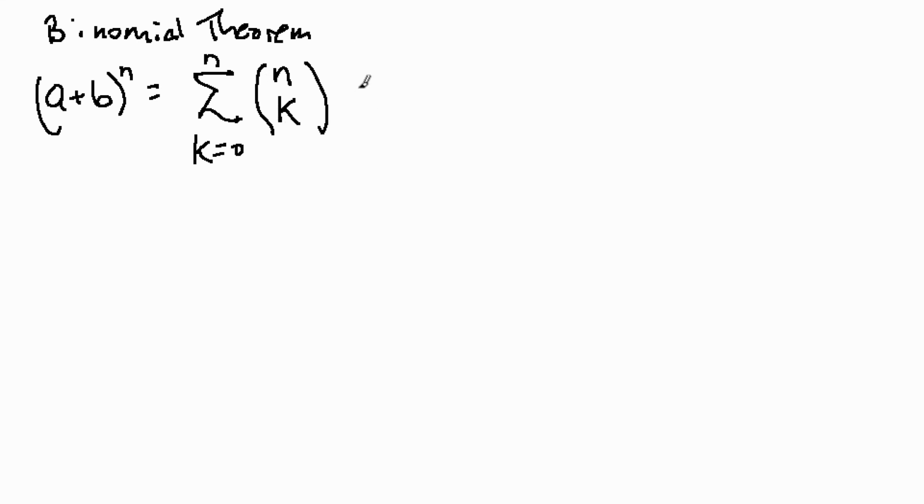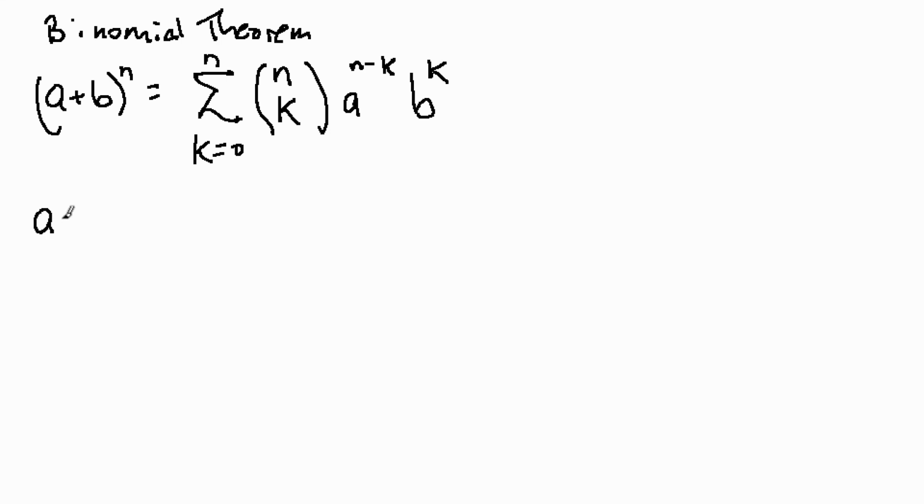a plus b to the n is equal to the summation from k equals 0 to n of n choose k times a to the n minus k times b to the k. Now that looks really scary. Let's just do an example of this again.